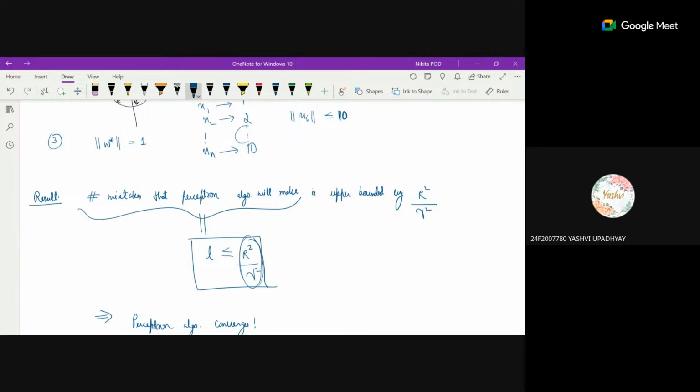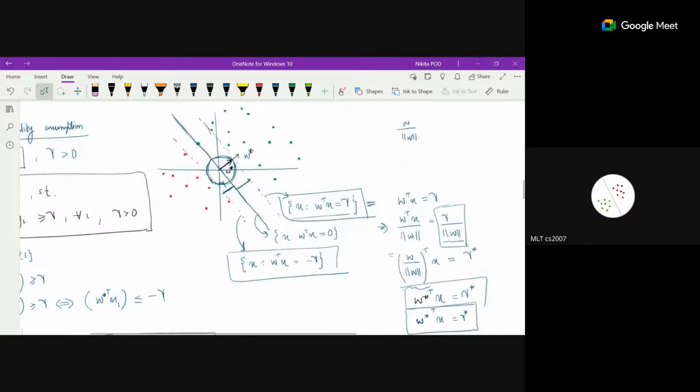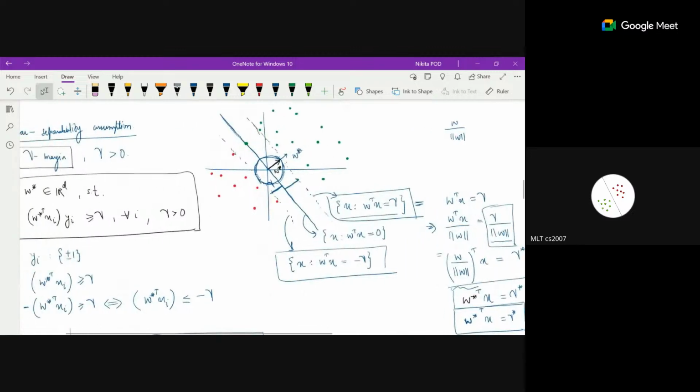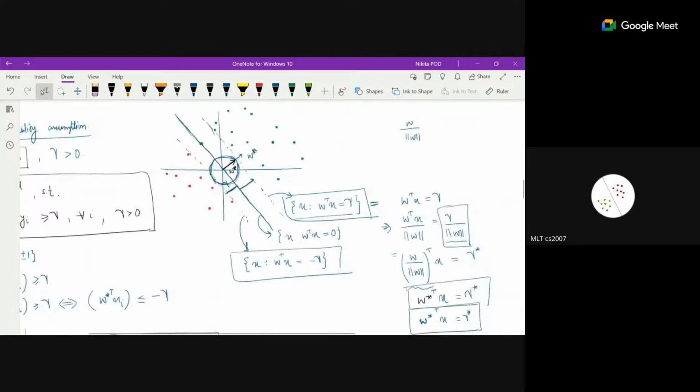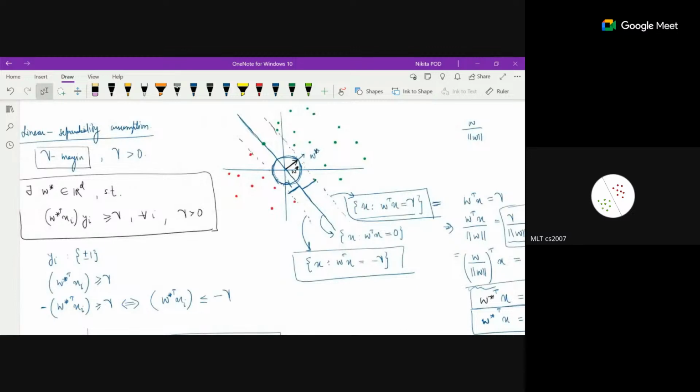Ma'am, in a real life example, how will we decide how small we want the gamma to be, or how much we want the radius to be, so that the perceptron can work on it? So, I mean, how to decide this gamma? I think we can choose randomly, I guess. It should be trial and error.